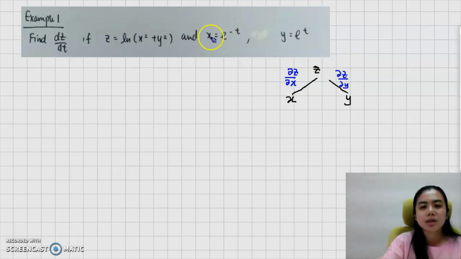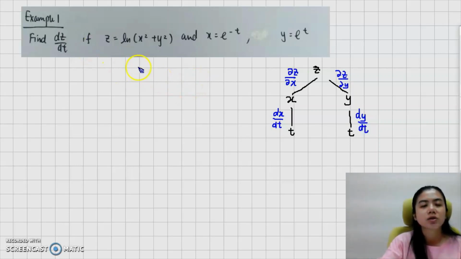After that, look at here. In the x, you have another equation. The equation is actually one variable, the variable is t only. Because the equation x only has one variable, we're going to differentiate directly. So we have dx dt, not partial anymore. Same thing happens to the y. You have one variable, that is variable t. So this is actually dy dt.